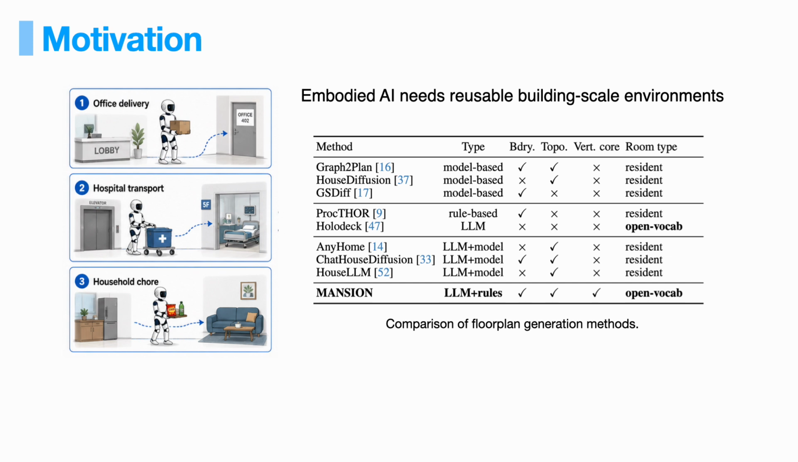However, existing simulation resources have clear limitations. Real-world scan data is expensive to collect and difficult to edit. Meanwhile, as shown in Table 1, existing generation methods mostly focus on single-floor or residential layouts, and often lack stairs, elevators, and explicit cross-floor topology. Mansion is designed to address this gap.